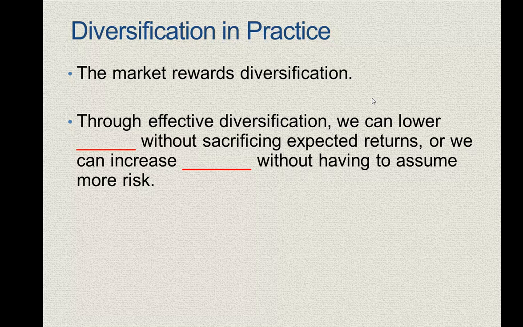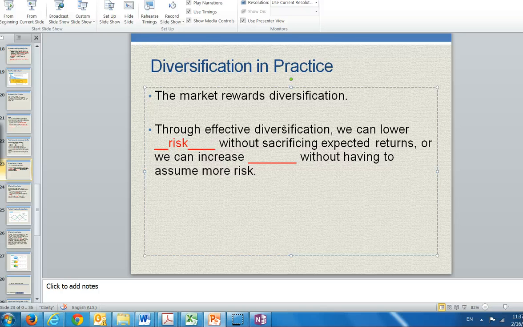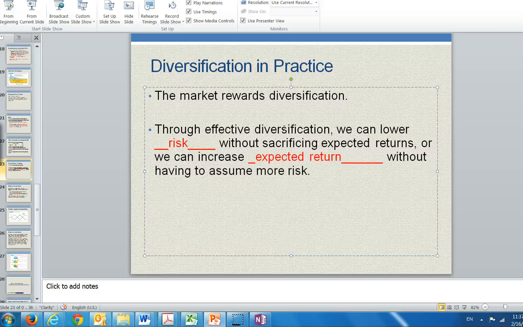Okay, so diversification in practice. To reap the benefits of diversification, we first need to ask: what's the benefit of diversification? Actually, this question is already clear after we have discussed the swimsuit versus the umbrella companies, right? We said through diversification, through holding both company stocks, you can actually reduce the risk, and in that particular case, completely eliminate the risk, but keep the same return. So here we can lower risk without sacrificing expected return, or we can increase expected return without having to assume more risk. So both strategies work.